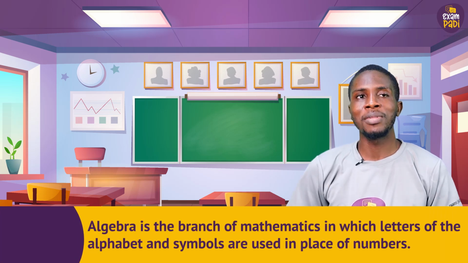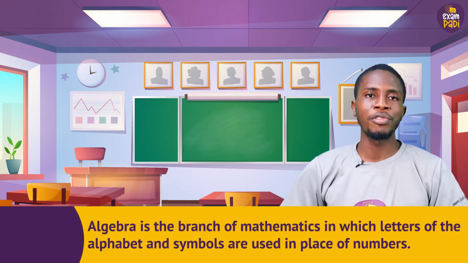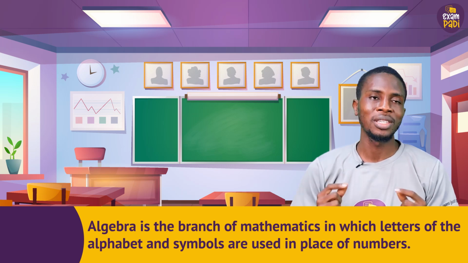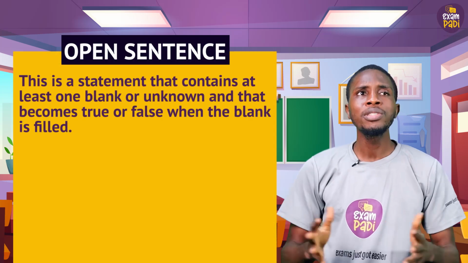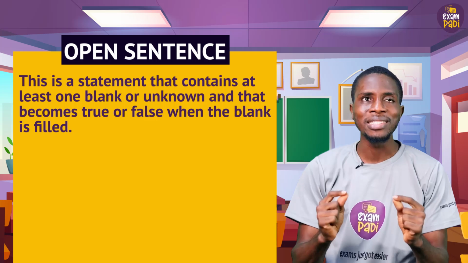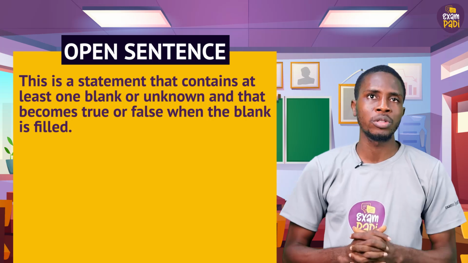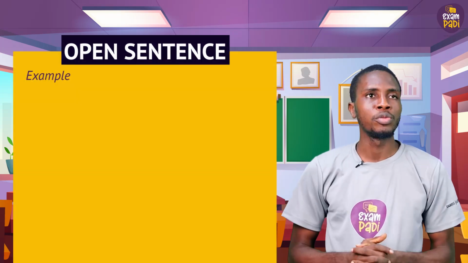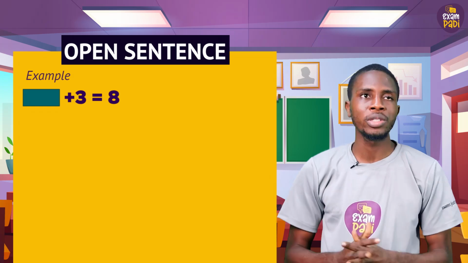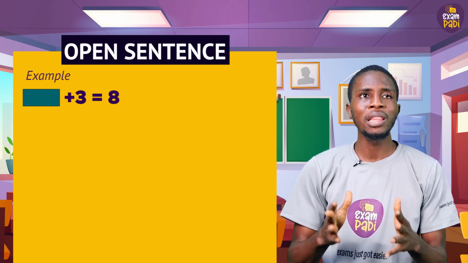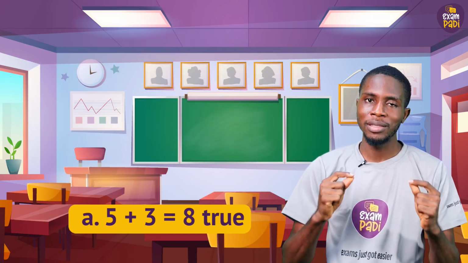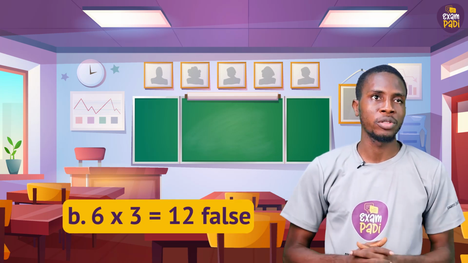Algebra is the branch of mathematics in which letters of the alphabet and symbols are used in place of numbers. What do you understand by open sentence? Open sentence is a statement that contains at least one blank or unknown and that becomes true or false when the blank is filled. For example, box plus 3 equals 8. Look carefully at the following mathematical statements. A. 5 plus 3 equals 8 is true. B. 6 times 3 equals 12 is false.